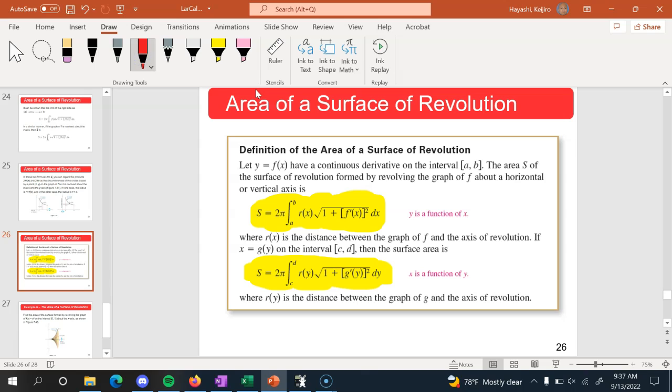Okay, so the two real differences between this and the arc length integral are the existence of the 2 pi in the front and the fact that there's a radius function in front of it. But other than that, it's the exact same. It's still the square root of 1 plus f prime squared, or the square root of 1 plus g prime squared. But it's the 2 pi and the radius that are different.